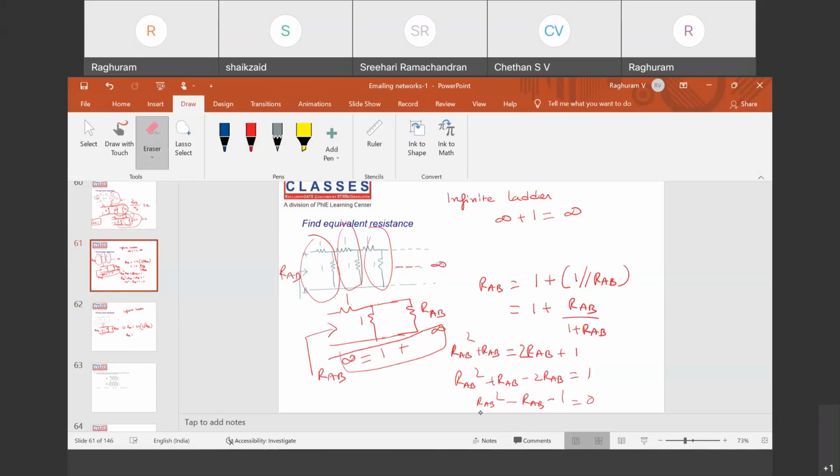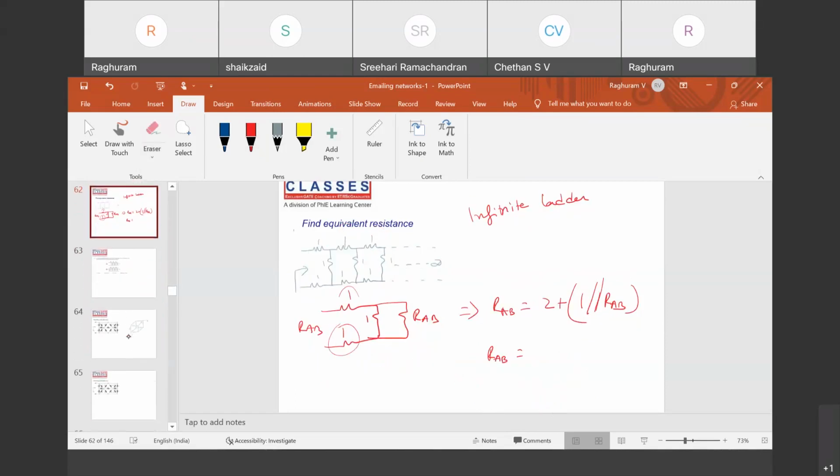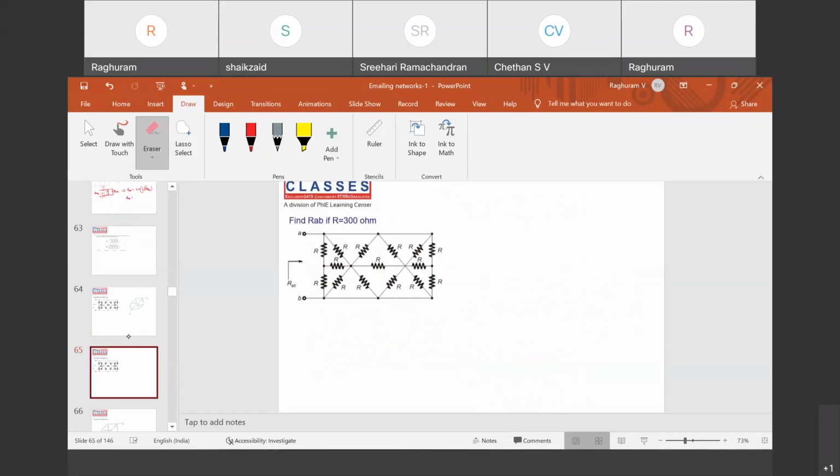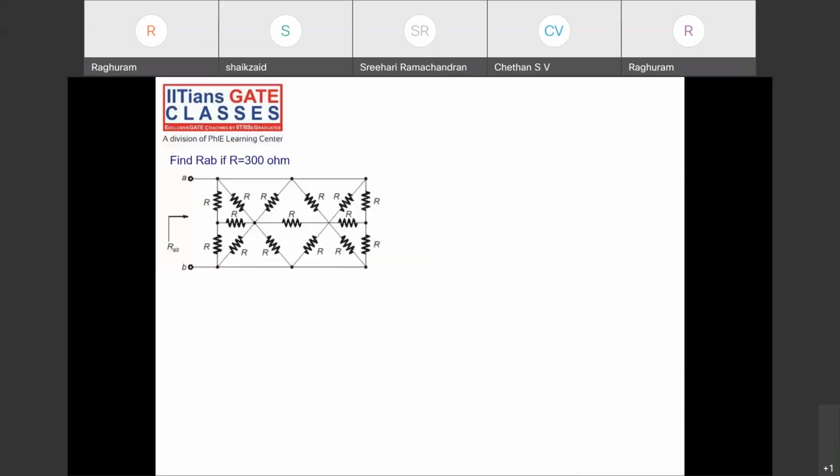Ax square plus bx plus c equal to 0. Try to find this. Okay, now again, this is this one. Everyone try to solve this. Find RAB if R is equal to 300 ohms.